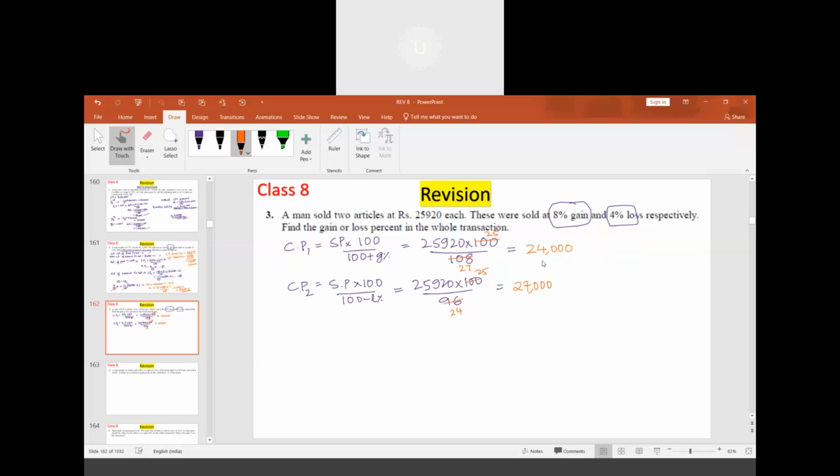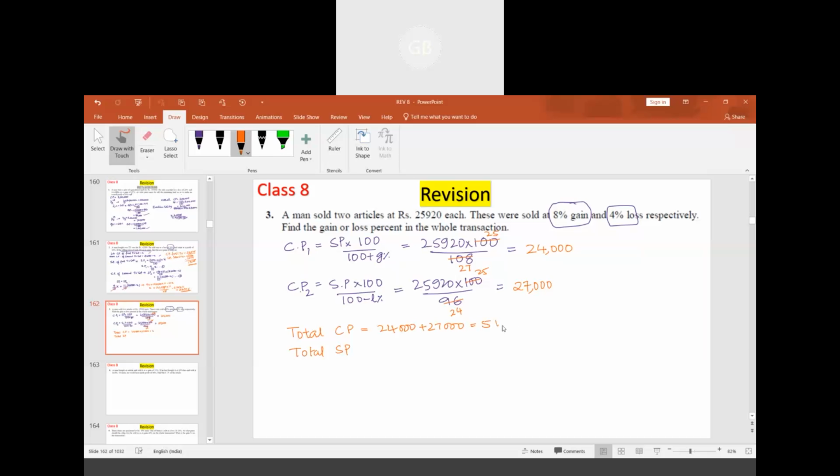Okay, sir. So both the cost prices are found. What to do when both the cost prices are known to us? Now we should find the SP, double the SP, and add both the selling prices. So we'll find the total cost price and total selling price. Total cost price is 24,000 plus 27,000, which is 51,000.